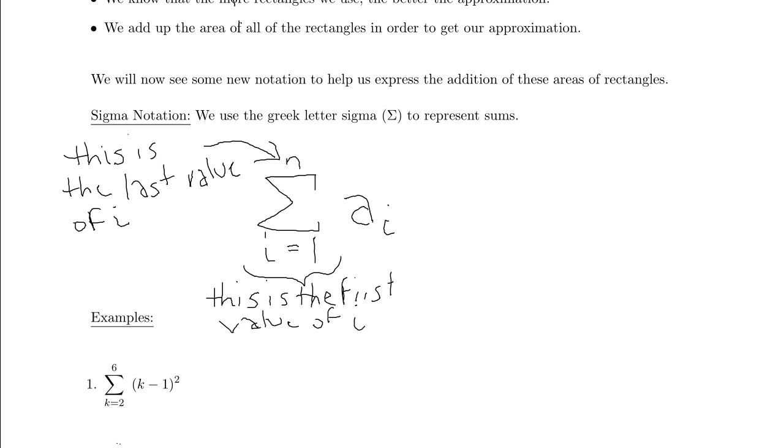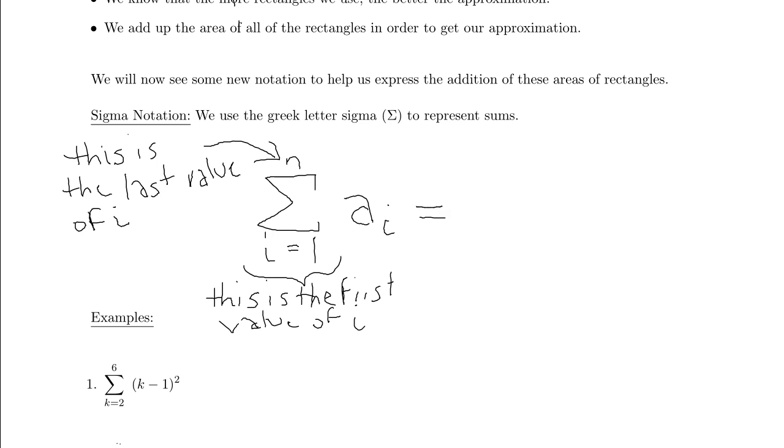And so this term a_i, this is what you're going to be plugging your i values into. So if i is going from 2 to 4, you would be plugging in i equals 2, i equals 3, and i equals 4 into this function here, a_i. So here, maybe I'll just write out what this would look like.